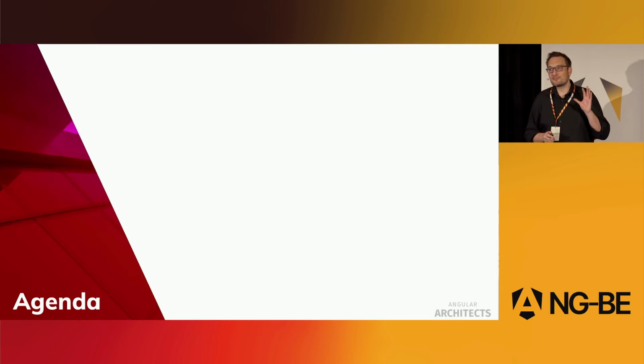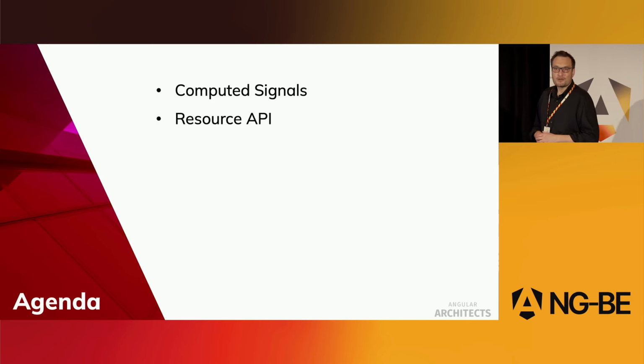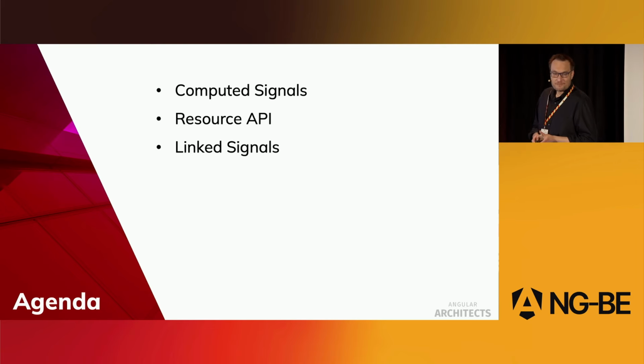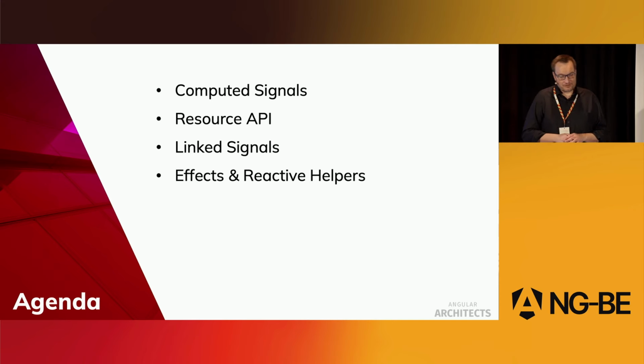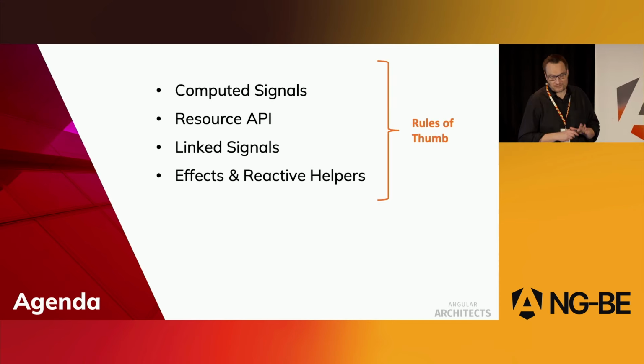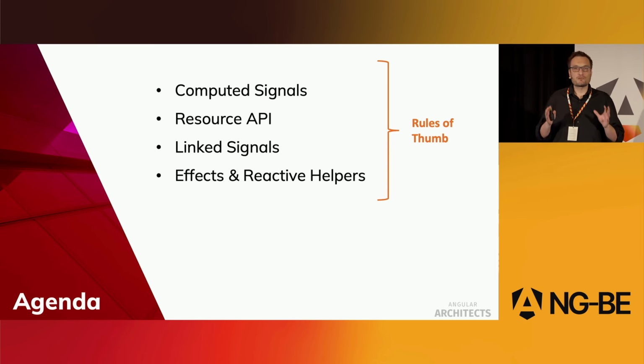For this, I've prepared several things for you. I want to get started with computed signals. Then we will talk about the brand new resource API and about linked signals. We will proceed also with effects and reactive helpers. And out of this, I try to distill 3 rules of thumb. Rules of thumb that help you to succeed with signals, to use signals more effectively.